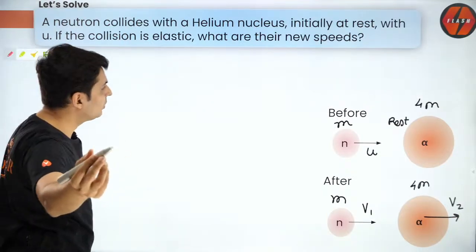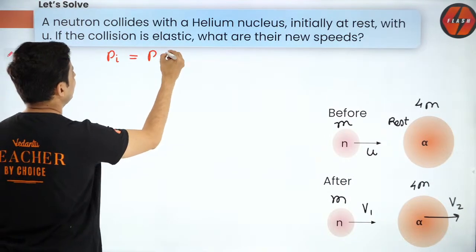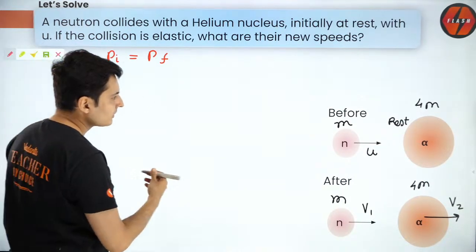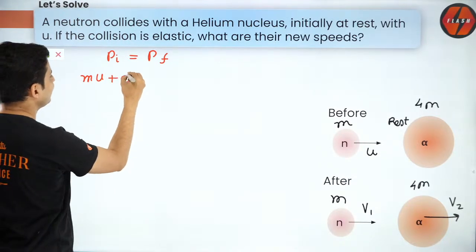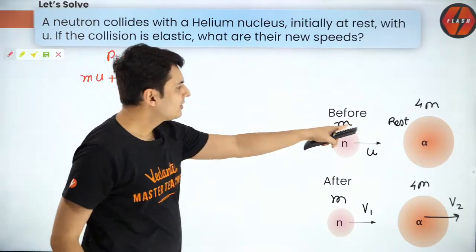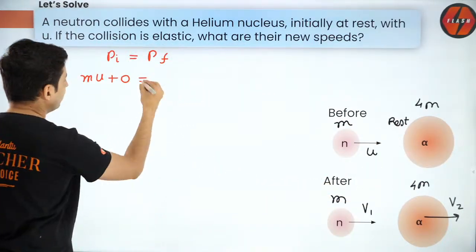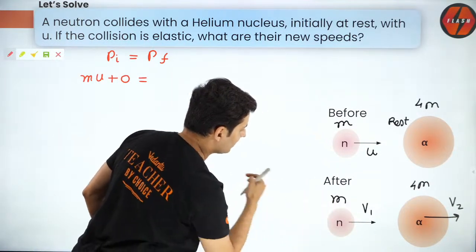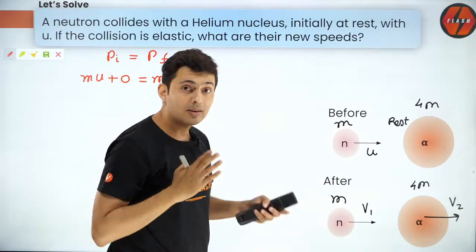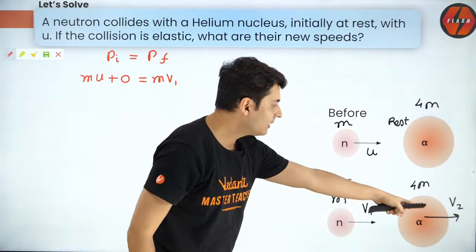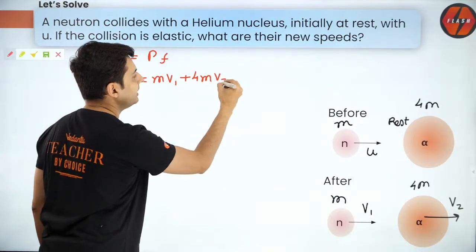So first equation, we all know what we should do. Momentum is conserved. So initial momentum is final momentum. What is the initial momentum? M into u plus 0. Why the 0? This dude was at rest, so give him 0 momentum. Afterwards, what is the momentum? It is m into v1. Positive, because right side is positive, do not forget. And plus 4m into v2.